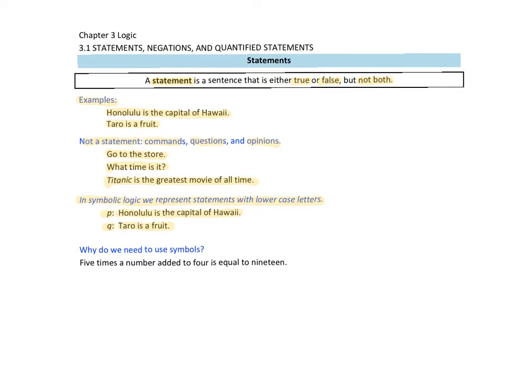So why do we typically start with the letter P? In logic, we usually start with P, Q, and if we had more statements, we would do R, S, T, and so on. But it really doesn't matter. You can use any letter you wish to stand for your statement. So the question is, why do we even need to use symbols? Why can't we just keep everything in words?